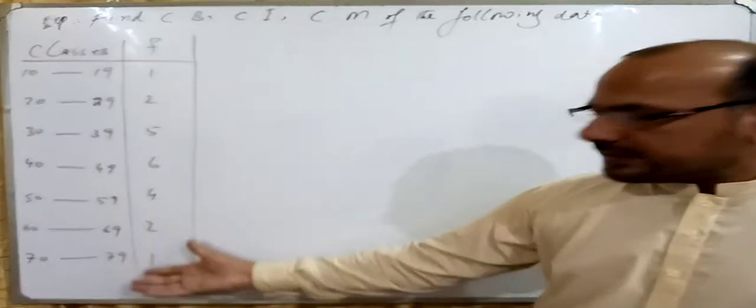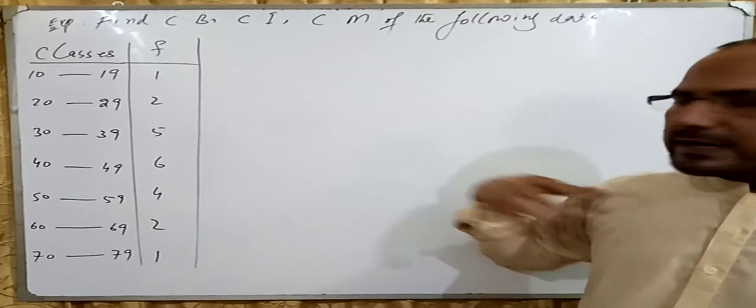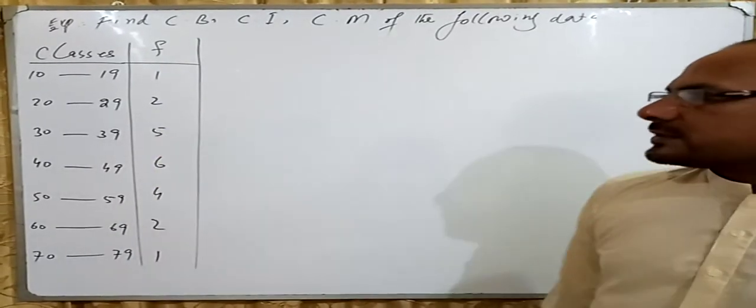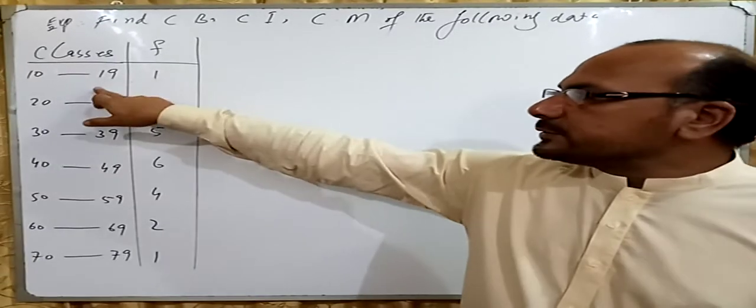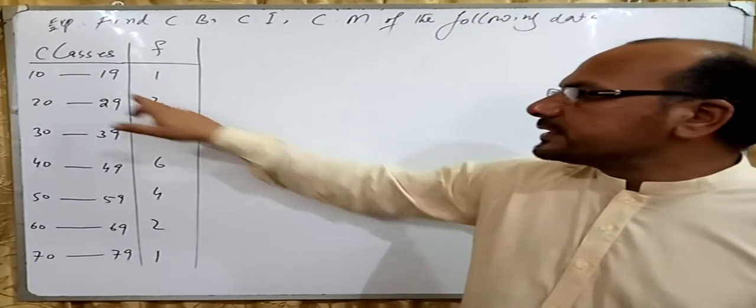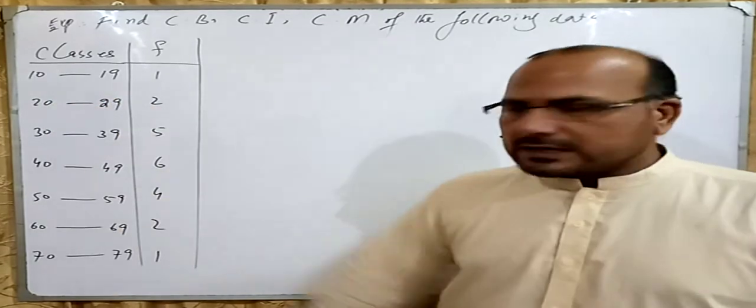For example, this is a given data. It's not from my own side, it's a given question. So here, if you see, the frequency is distributed. The items are distributed in different groups or different classes.